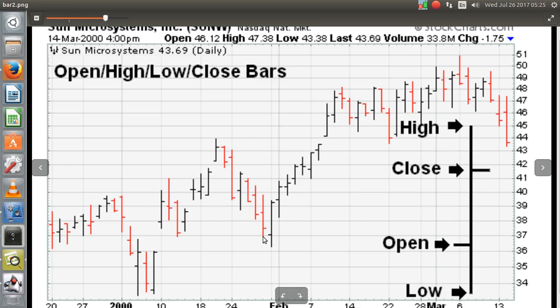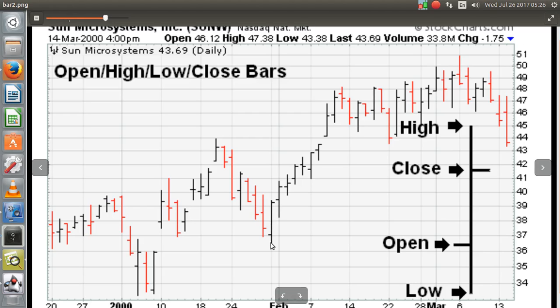So let's say for this bar, this here is the open, this here is the close, this is the highest price it reached within the day, this is the lowest price which it reached within the day on this particular day. On the next day, this happened, this was the open, this was the close, this is the highest high, and this is the lowest low.